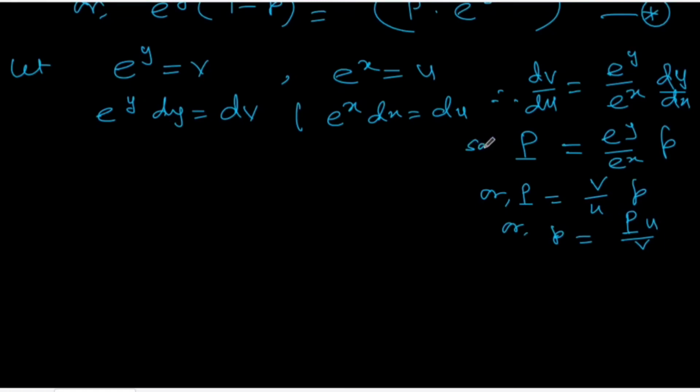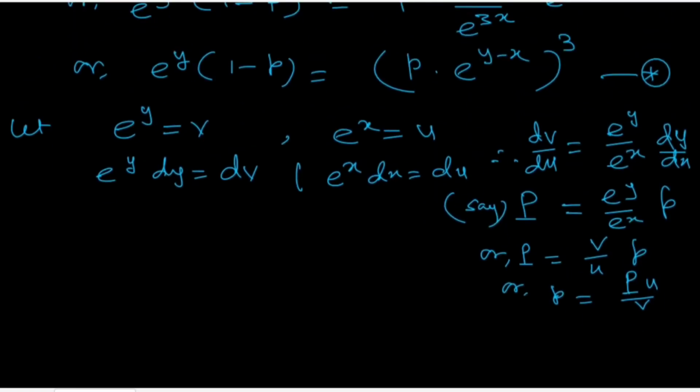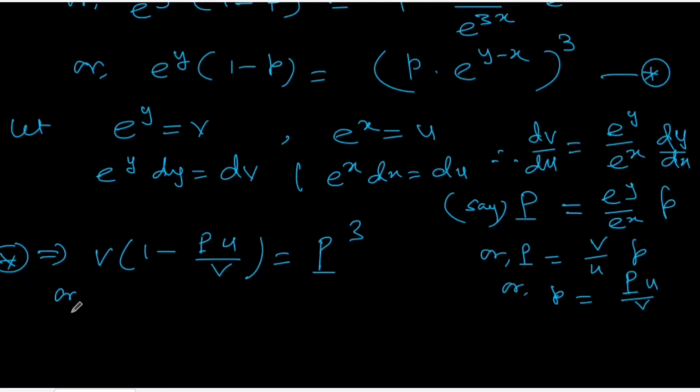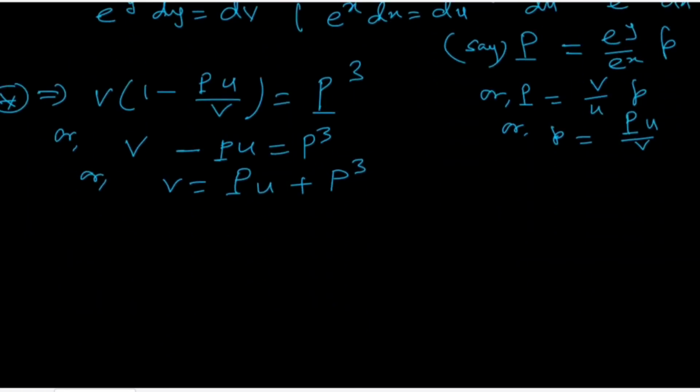Now substitute the values in star. So star becomes e to the power y is v, times (1 minus small p), which is capital P u upon v, and on the right hand side, p times e to the power (y minus x), that is capital P, whole cubed. So v minus Pu equals capital P cubed, or v equals Pu plus capital P cubed. And see, this is nothing but Clairaut's form.